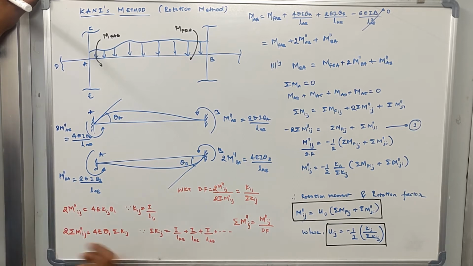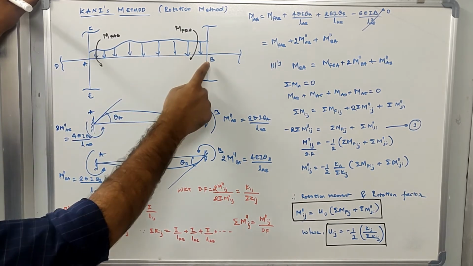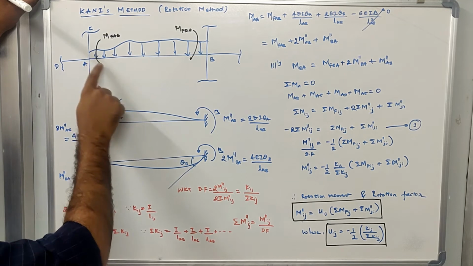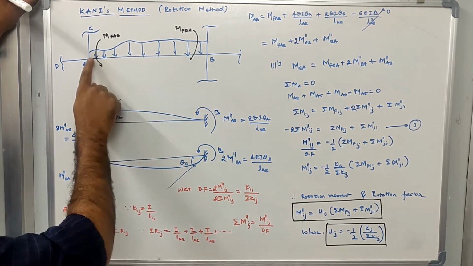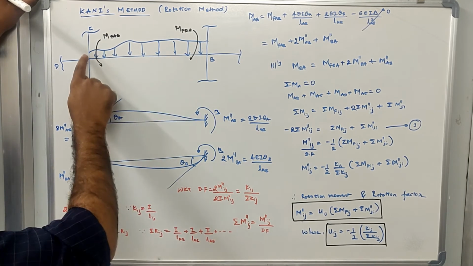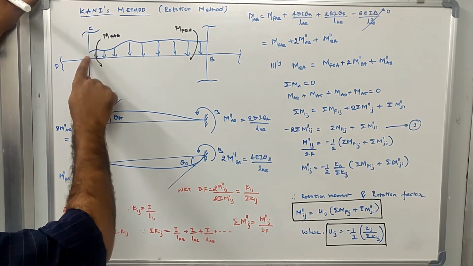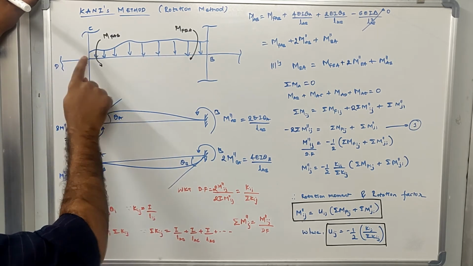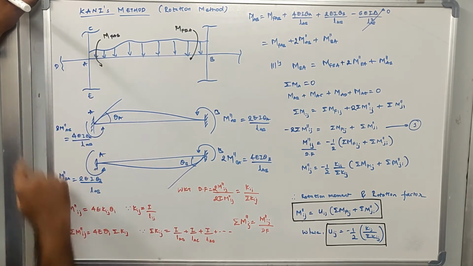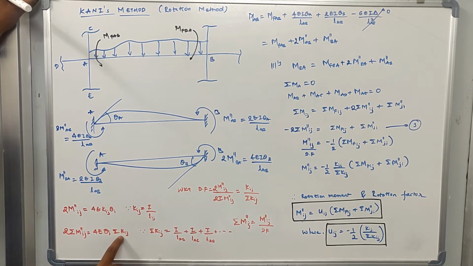So what will vary? The length will vary, right? So when you are solving for kab, the relative stiffness for ab, it will be I by Lab. When you are solving the stiffness for AC, it will be I divided by LAC. When you are solving the stiffness for AD, it will be I divided by LAD, right? So that's how summation of Kij will come into the picture.